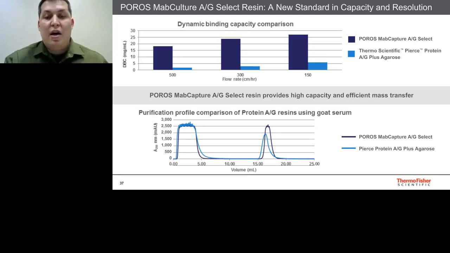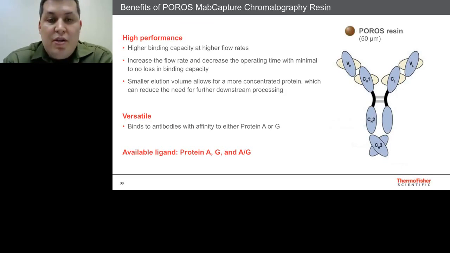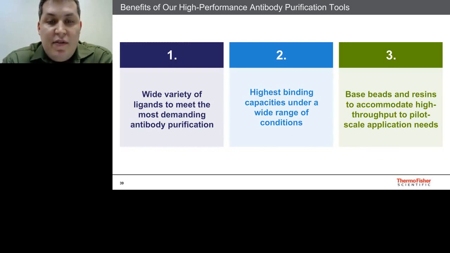In summary, due to the unique porous bead structure, the Poros MabCapture Select resins allow for high binding capacity at multiple flow rates with minimal change due to the reduction of residence time. Also, due to the improved mass transfer and convective flow, the resin allows for smaller elution volumes, which minimizes downstream purification steps. As illustrated in our previous slides, our affinity resins offer unique ligands that can meet the demands of even the most challenging protein purification.